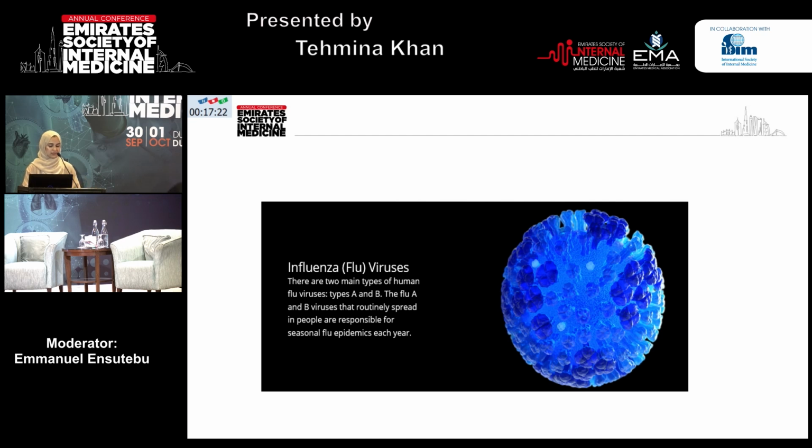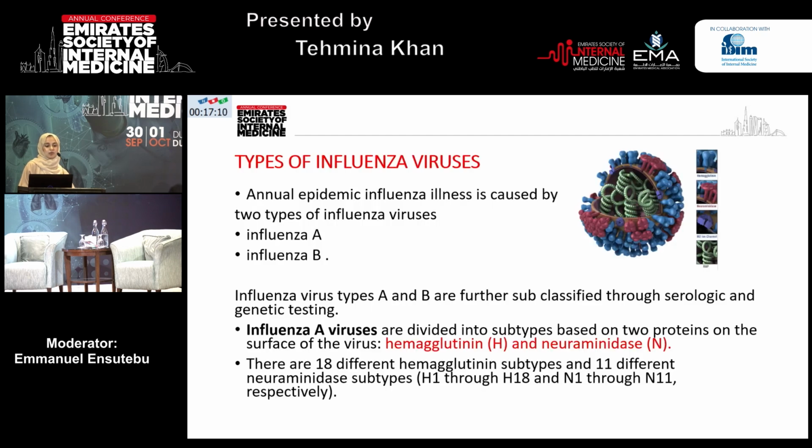So flu viruses: there are two main types of human flu viruses, type A and B. Flu A and B viruses that routinely spread in people are responsible for the seasonal flu epidemics each year. So as I said, there are two types of annual epidemic influenza, which is caused by type A and B. And these influenza virus types A and B are further subclassified through serologic and genetic testing.